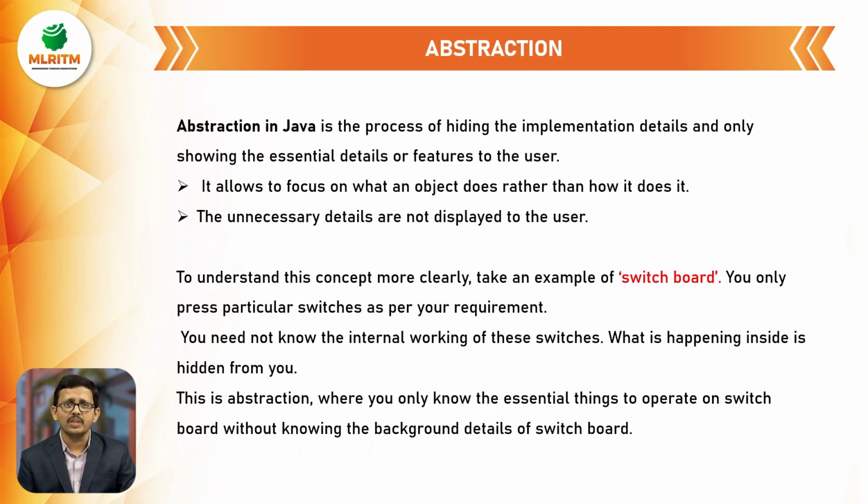So this is one of the important concepts of object-oriented programming. That is our abstraction. It allows us to focus on what an object does rather than how it does it. So here we are going to show what it is going to do, but not how it is going to do it. Next, the unnecessary details, which are practically immaterial for the user, are not displayed to the user. We are not going to show them. We are just going to hide them. That is only for the developer to worry about.